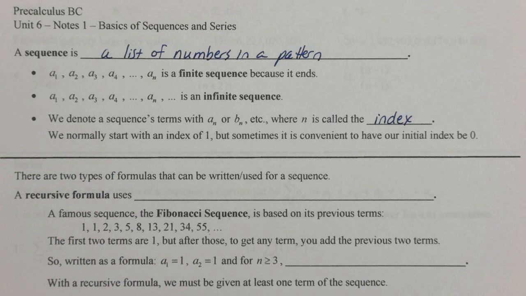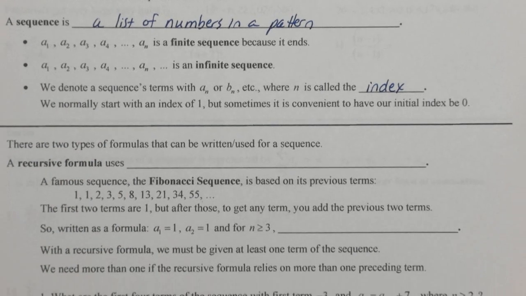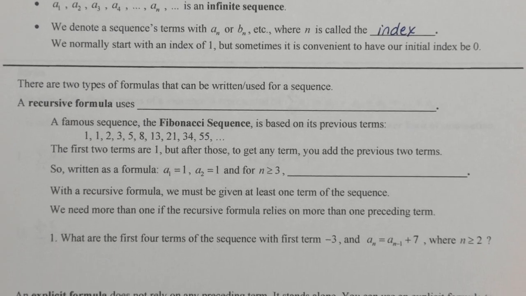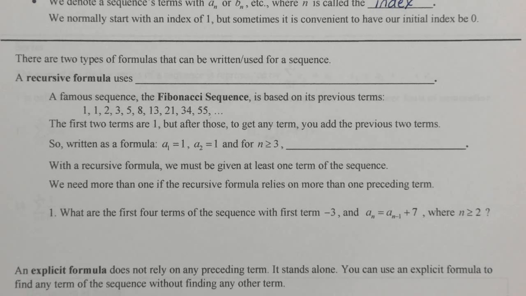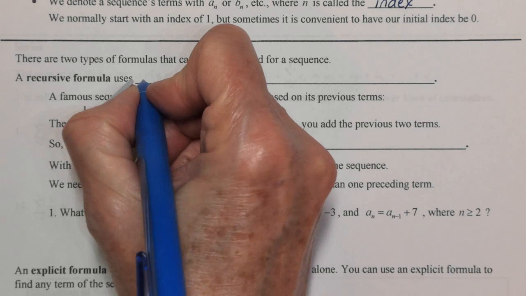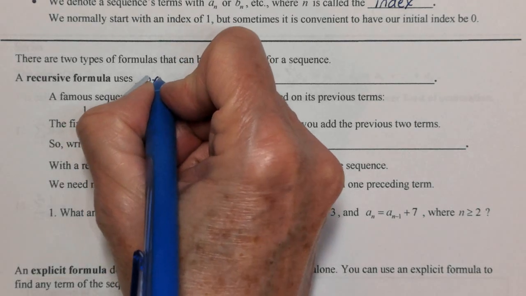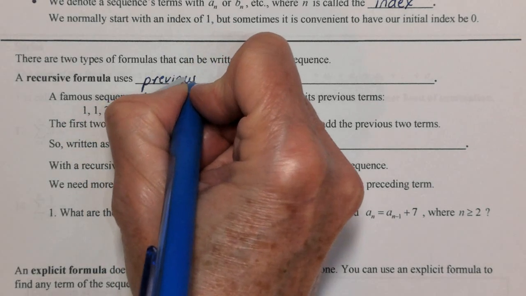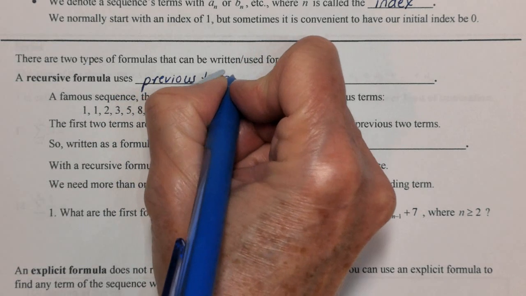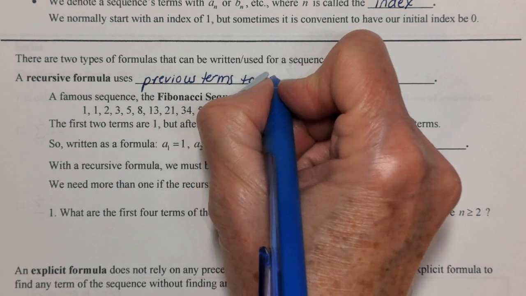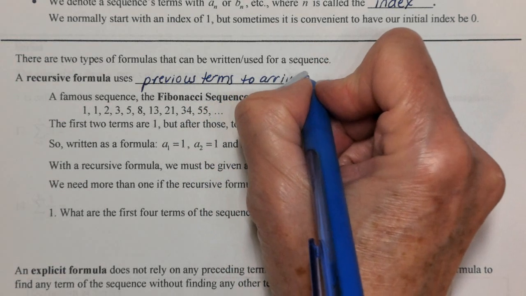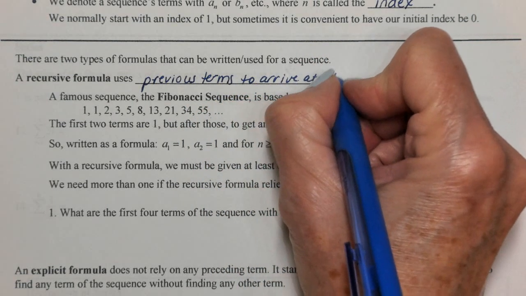There are two types of formula that we can use to describe a sequence. And the first is a recursive formula. A recursive formula uses previous terms to arrive at a new term, to obtain or arrive at the new term.